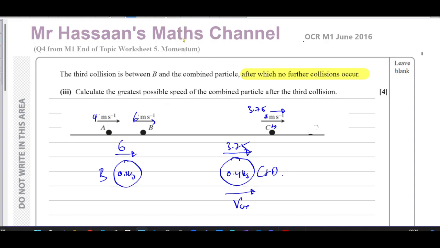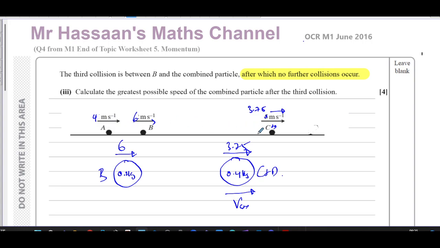Right, so this is a smooth table. If there are no collisions going to happen afterwards, then basically B is going to be moving off at the speed that it reaches after the collision. And A is going to continue moving at 4 meters per second this way. At the moment, B is going further and further away from A as time goes on. But then it collides with C and D. A is still moving at 4 meters per second.